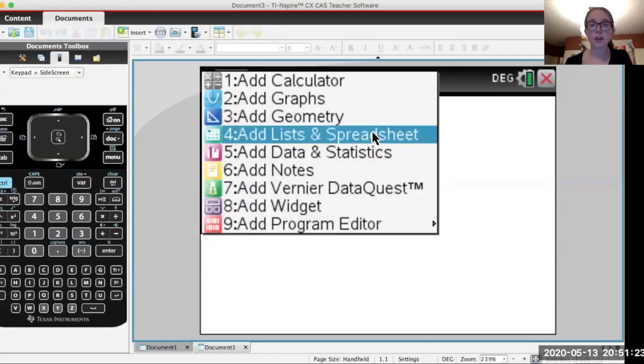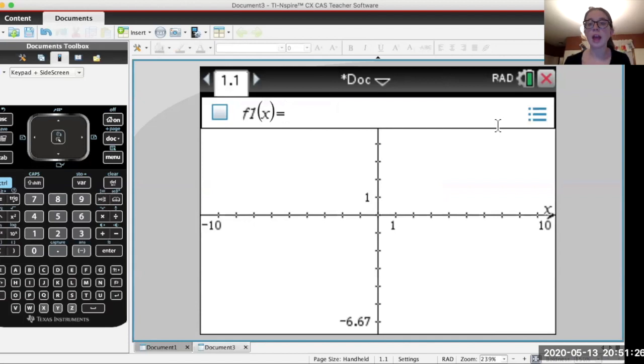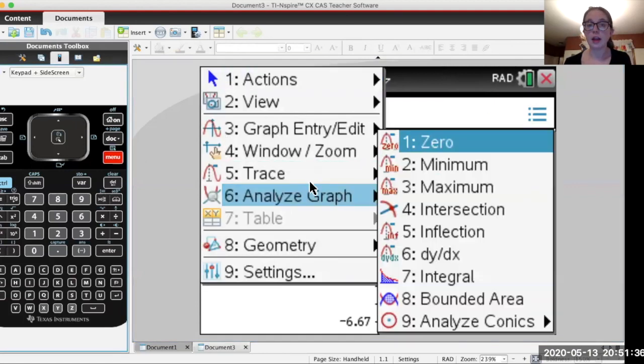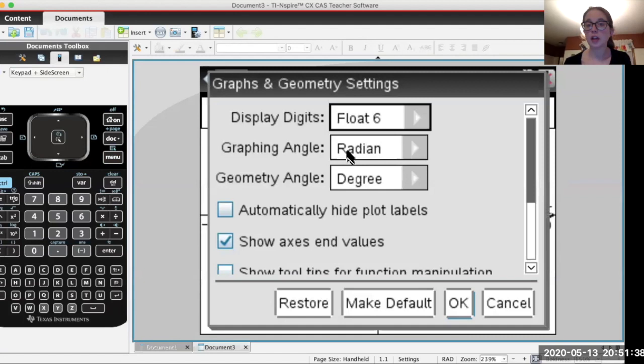We'll try it. Graphing calculator, I'm going to add a graphing page. And I see that my graphing page is already in radians, which is what I wanted for this problem. If it wasn't, I would need to change into degrees, which I could do by hitting menu and then settings, and I could change my graphing angle to degrees. But for this problem, I'm okay.